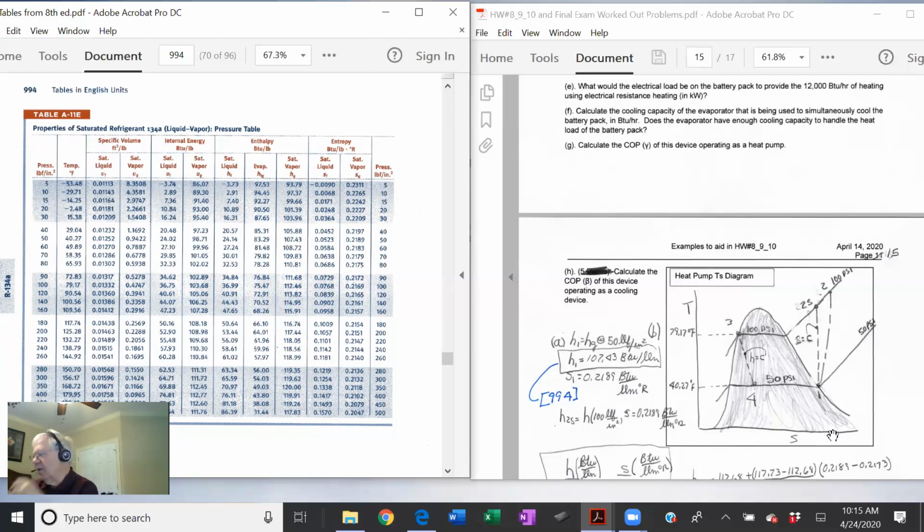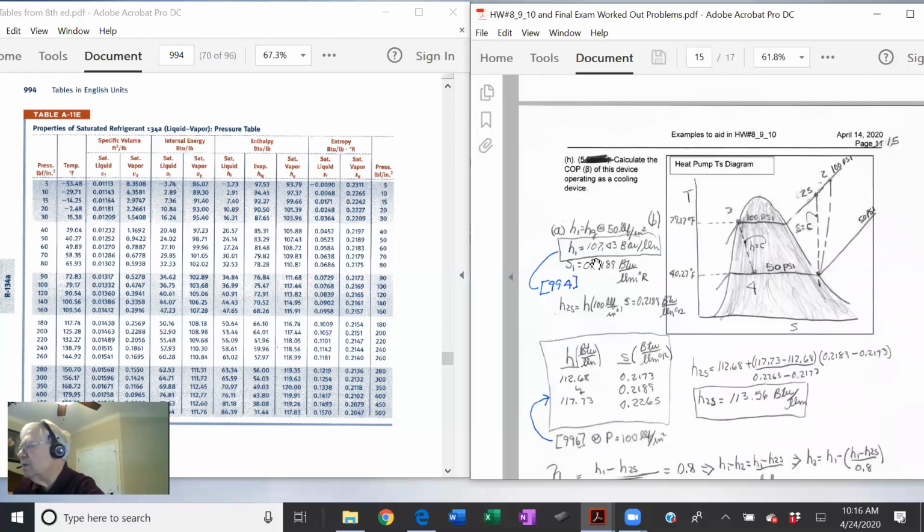107.43. But now we don't have to go through the same method to get H2S. So we want to look and see what S1 is, because it's going to be the same S up in this area. S1 is S of G at 50 PSI, which is 0.2189. There it is right there.